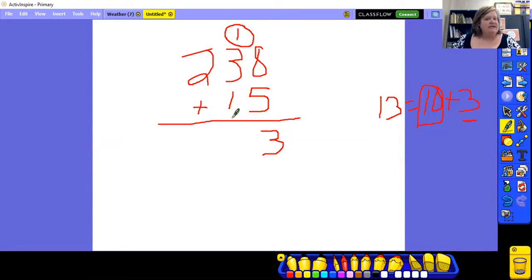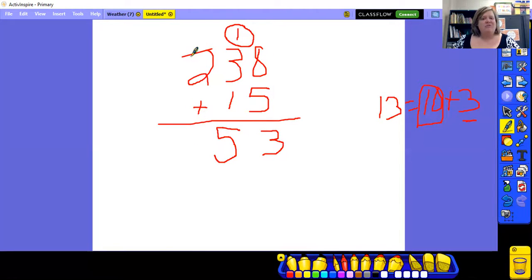Now we add our tens. 3 tens plus 1 ten plus another 10. 3 tens plus 1 ten is 4 tens, or 40. Plus 1 more is 50. 3, 4, 5. Now I don't put 50, sorry, because the 5 is in the tens place, and we know that that means 5 tens.